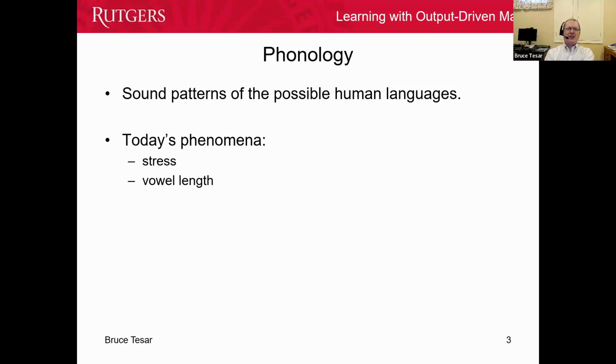So phonology is the study of the sound patterns of possible human languages. And there are many dimensions and phenomena along which that goes. Today, I'll be focusing on two, specifically two properties of vowels, stress and vowel length.